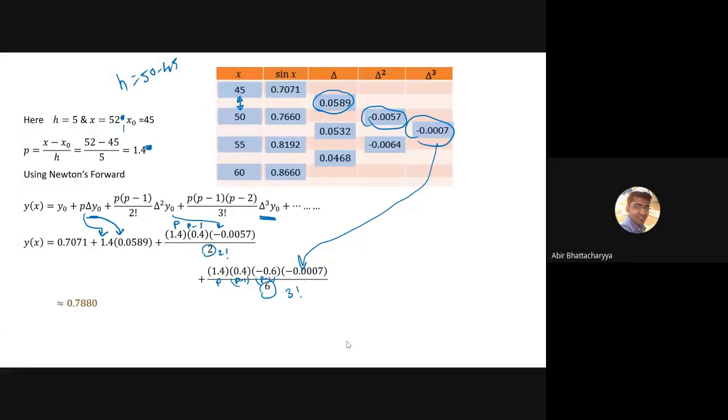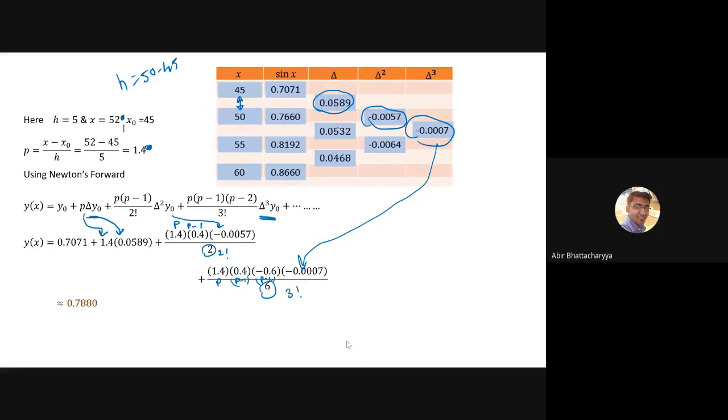Okay, so I hope you've got the answer, 0.7880, and this is going to be the final answer of the final estimation of sine 52 degree using the given table. My question is that we got this estimation by using this given table.